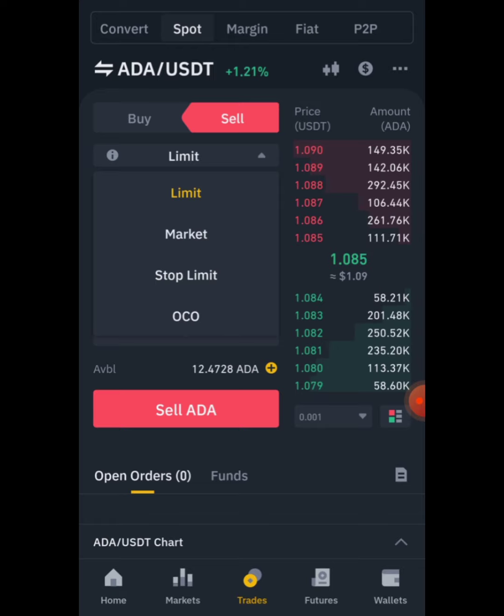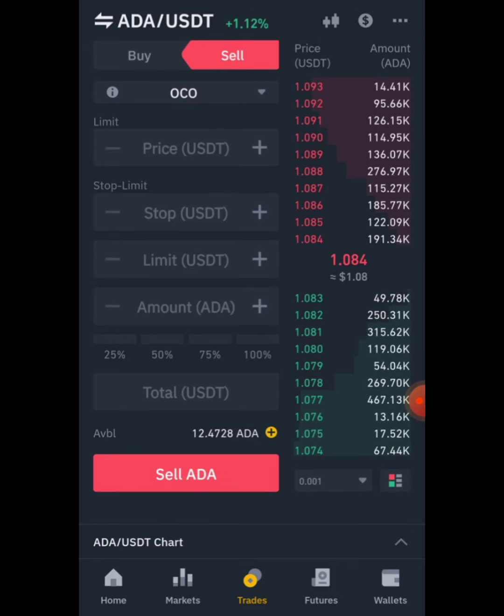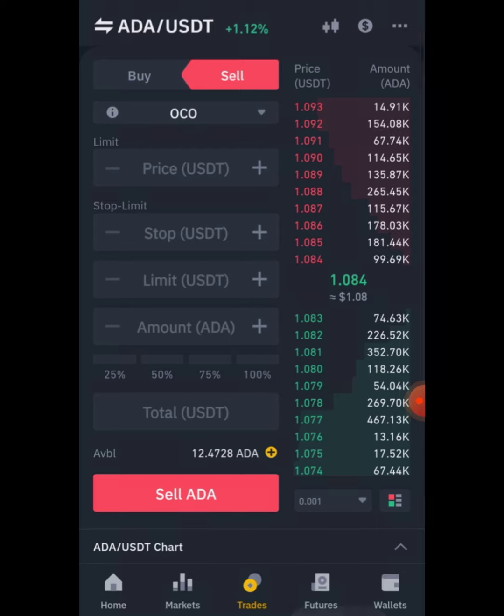So now I'll be showing you how to use OCO. When you click on limit below, click on OCO. It will pop up like this. After it pops up, check your signal to input the price you'll be setting your OCO at. Now let's check our signal on ADA.